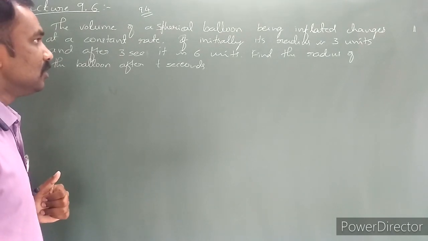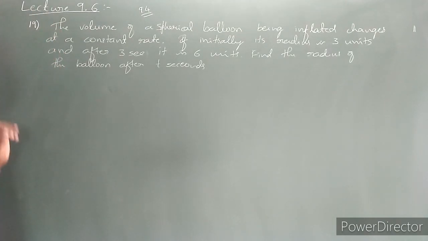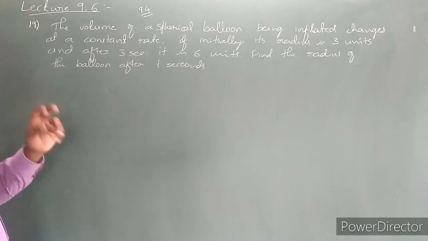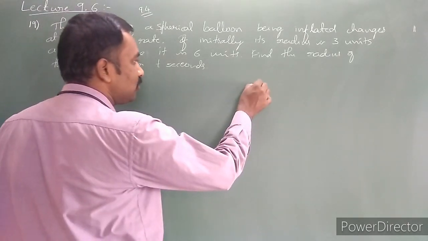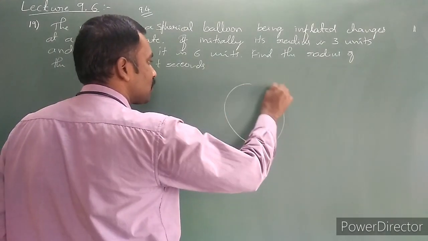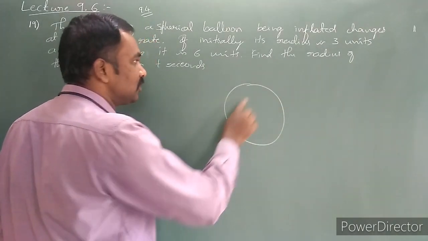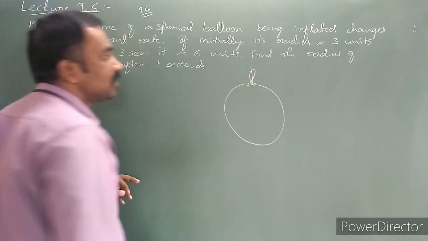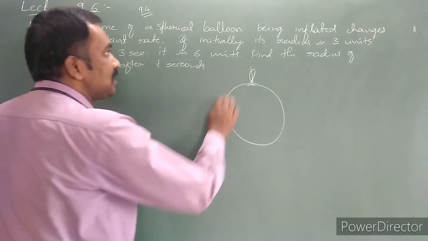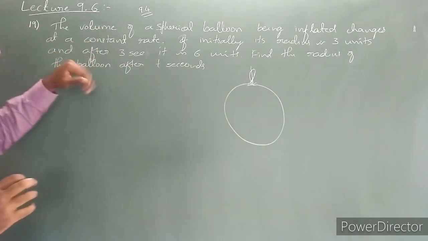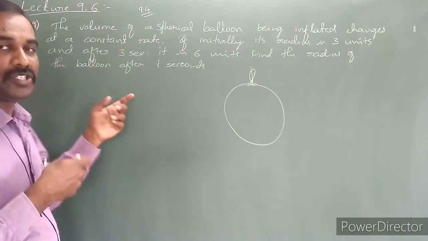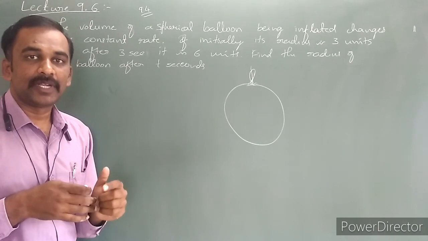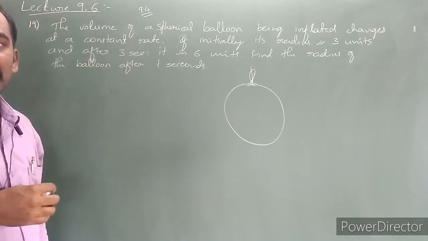So here, the volume of the spherical balloon being inflated changes at a constant rate. Suppose it is a spherical balloon. Changes at a constant rate means which quantity of the spherical balloon is changing? The volume is changing.